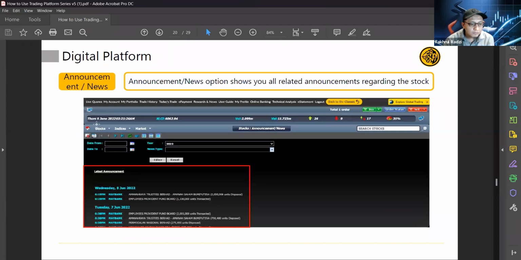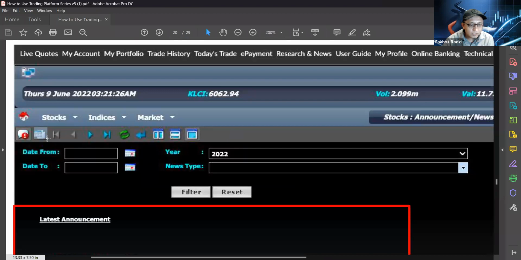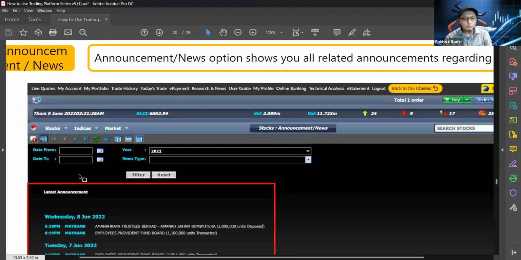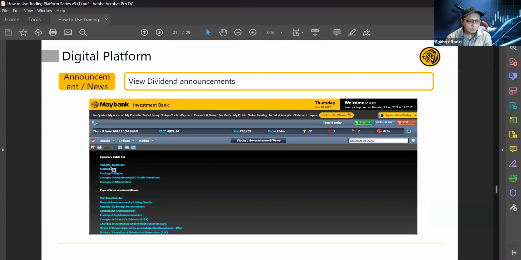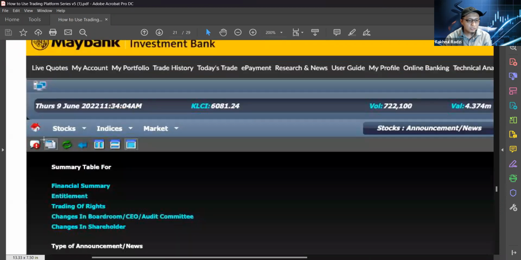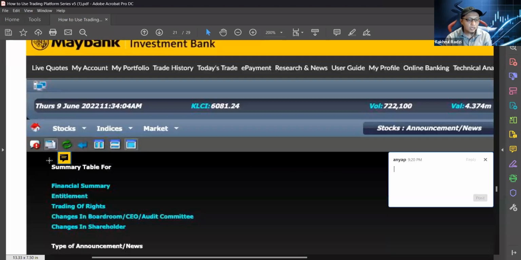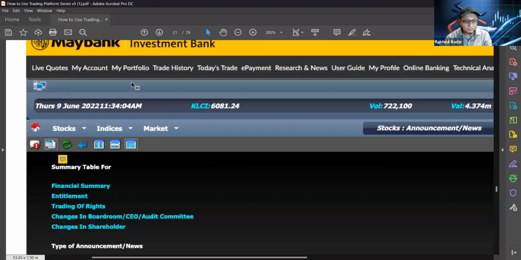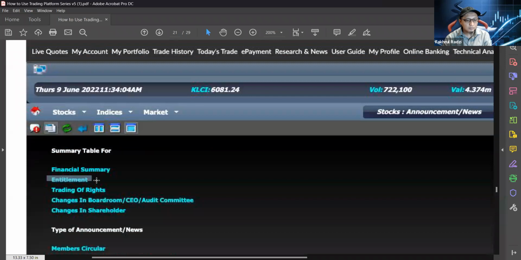And to go to entitlement, first of all, you can go to the stocks. Okay, the stocks you can select. You can select entitlement here, or you can select the icon of the calendar here. The icon of the calendar will give you another menu, which also contains entitlement. So select entitlement. This is a summary table for the calendar. Then select the entitlement. You can also select the financial summary, trading of rights, changes in board room, changes in shareholder.